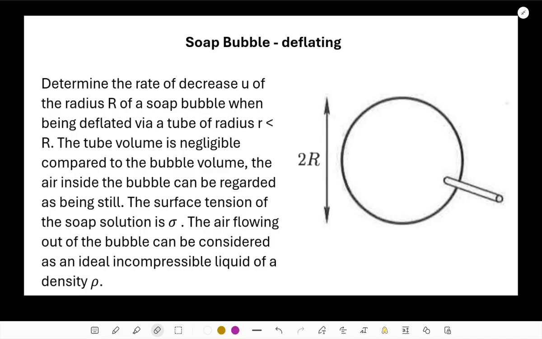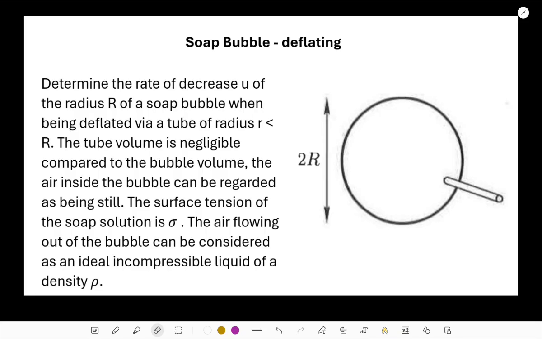You can see here is a new problem on your screen, and let me read you the statement of the problem. It says: determine the rate of decrease u of the radius r of a soap bubble when being deflated via a tube of radius r that is less than the radius of the bubble. The tube volume is negligible compared to the bubble volume.